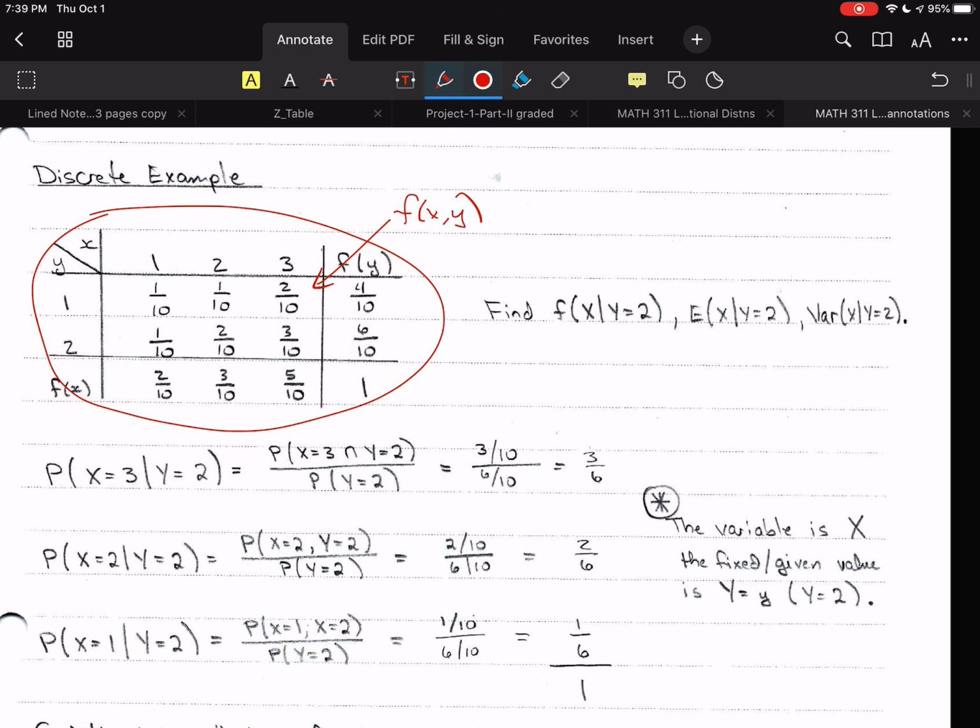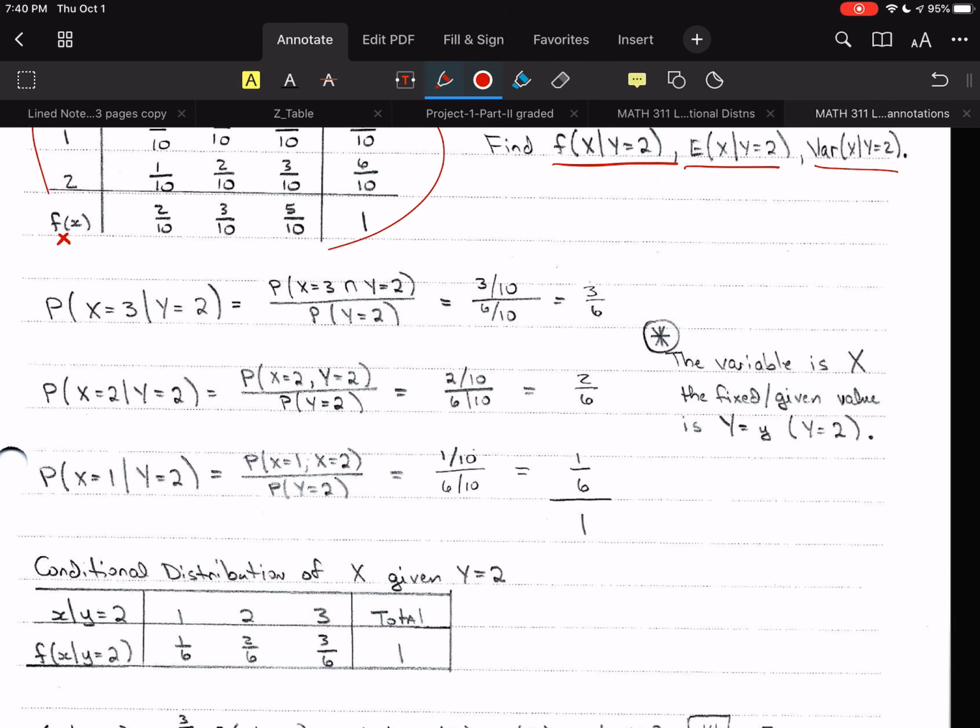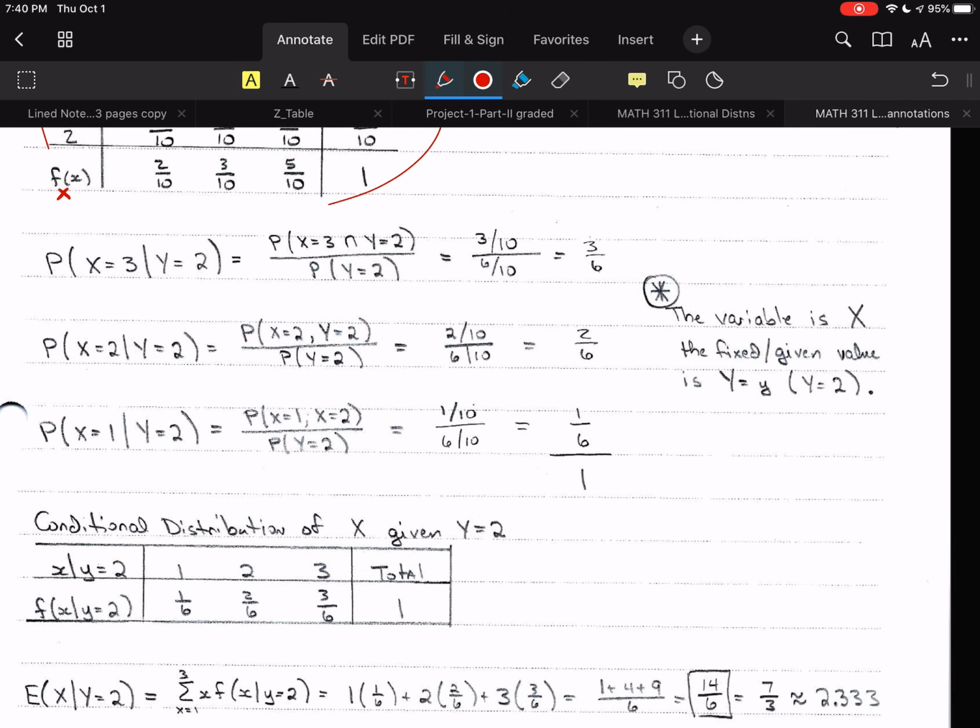And then we have the marginals. So this will be sub y. And let me clean this up a little bit and say sub x, so we'll be consistent with the notation. We want to find f of x given y is equal to 2, and E of x given y is equal to 2, and the variance of x given y is equal to 2.